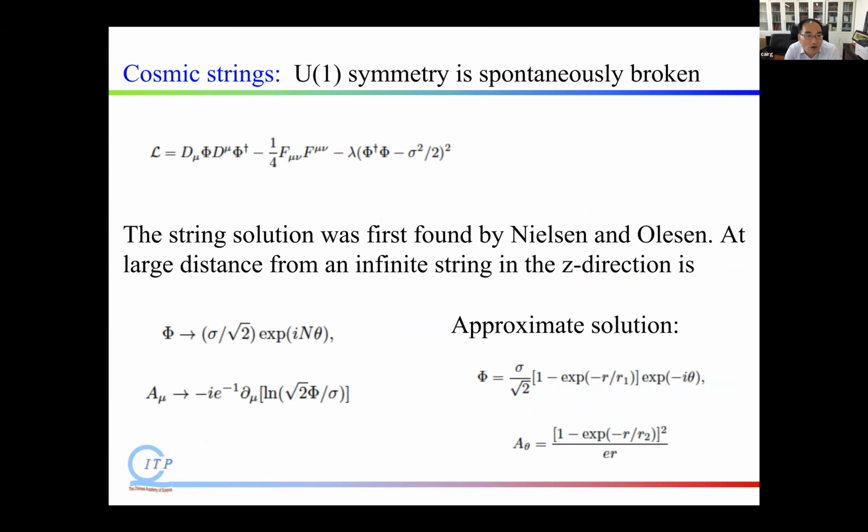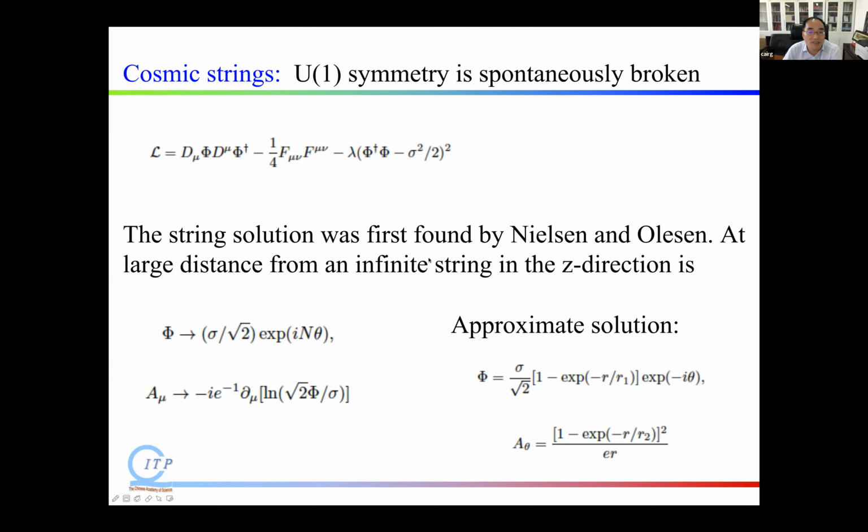Now let's move to the cosmic strings. Cosmic strings form once the U(1) symmetry is spontaneously broken. For example, let's consider the Higgs model here. Phi here is the complex scalar field, and F_mu_nu is the Maxwell field.